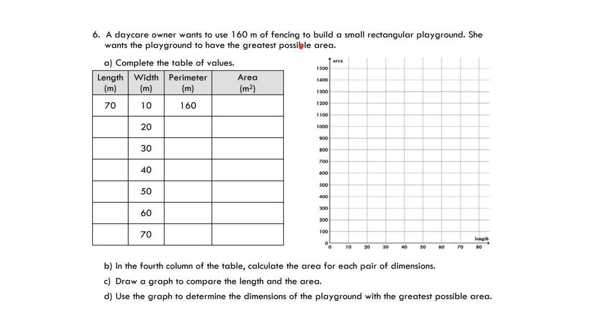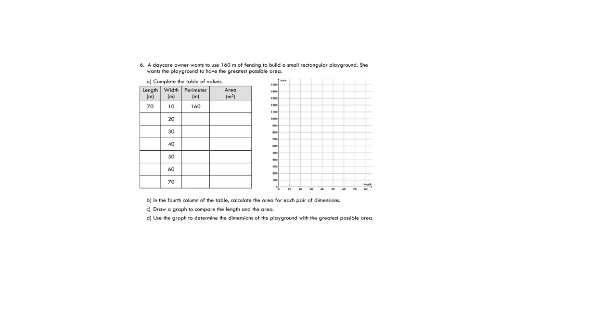This problem asks us to basically have a fence around a rectangular object, right? Now that rectangular playground has a perimeter of 160 meters, right? So what does that mean? Let's take a look at it.